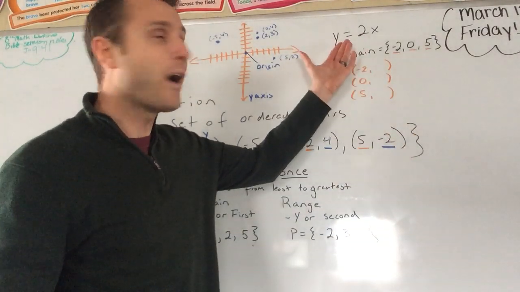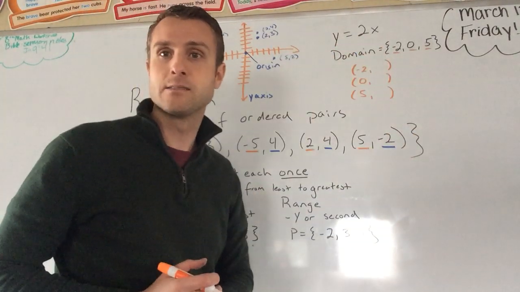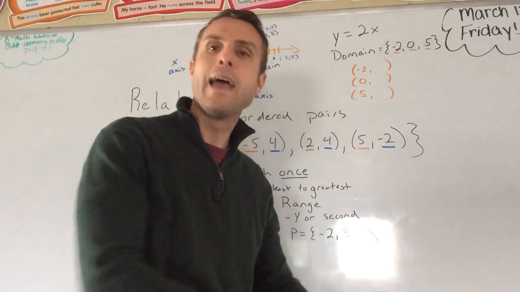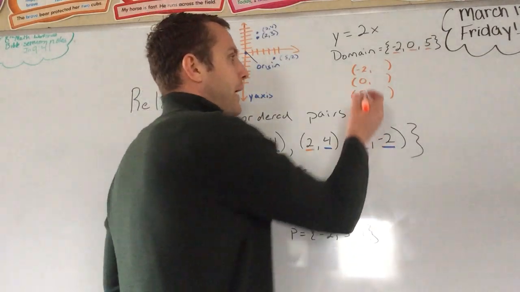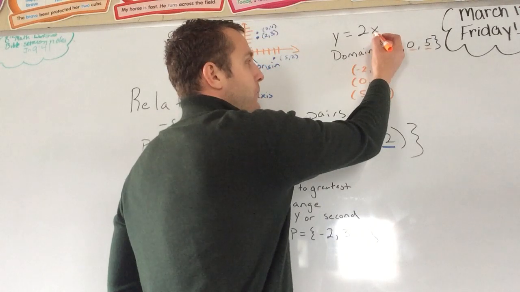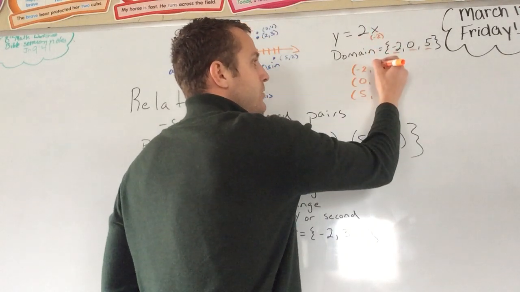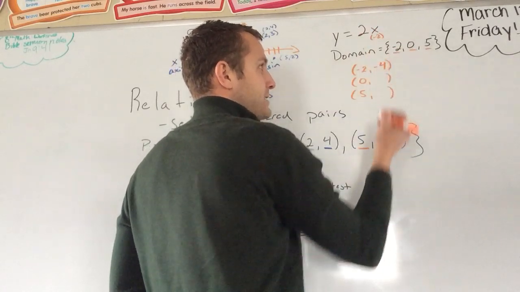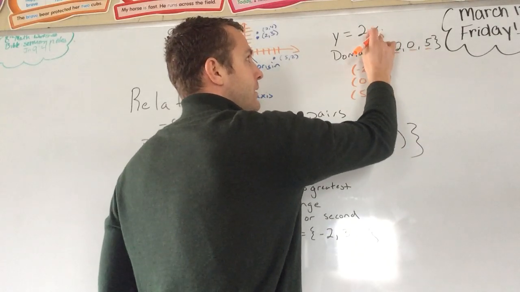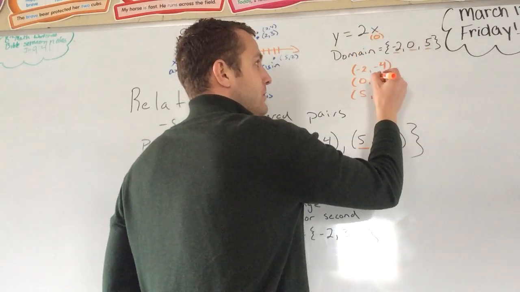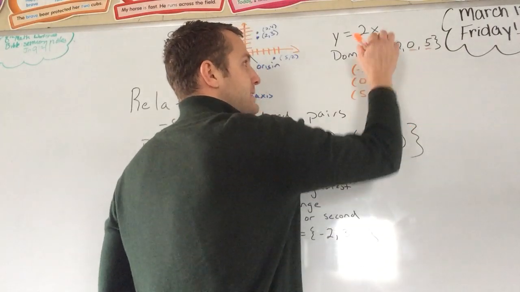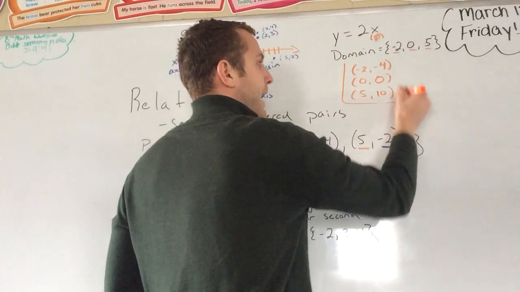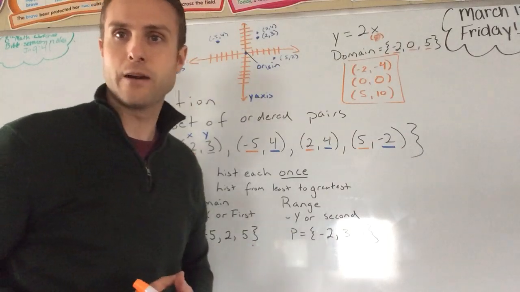Well, it tells me my y is 2 times my x. So if I know my x, all I have to do is multiply by 2, and that will give me my y. If my x is negative 2, I multiply 2 times negative 2, so my y is negative 4. If my x is 0, then I do 0 times 2, and that gives me 0. If my x is 5, then I do 5 times 2. That gives me 10. Now I have my relation, and again, I could graph that if I wanted to.